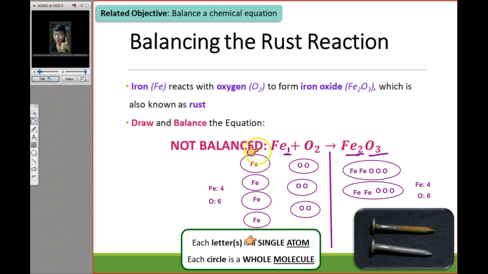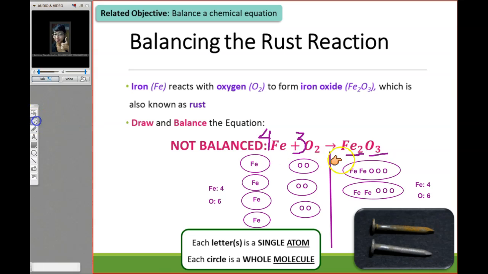Let's make our coefficients. How many circles of iron do I have in total? Yes, I have 4. So in front of the Fe, I'm going to put a big 4. How many molecules or circles of O2 do we have? Yes, we have 3, so I put a big 3 in front of O2.